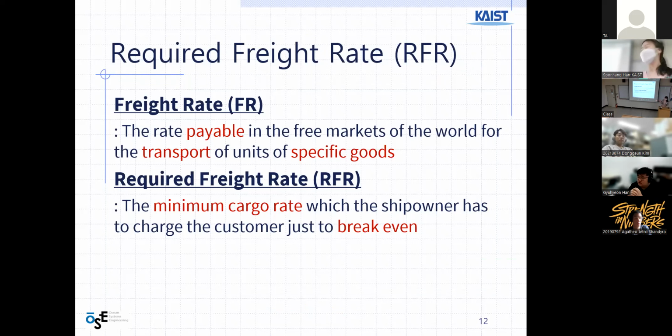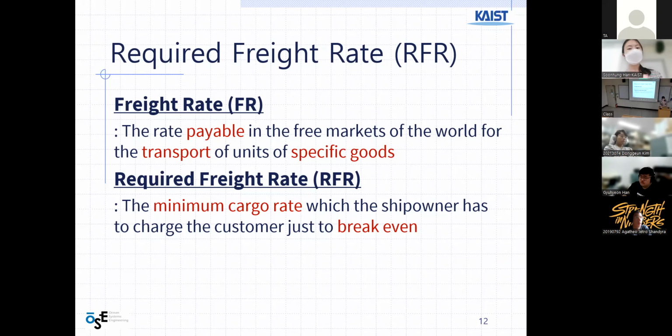Now, freight rate is the rate payable in the free markets for the transport of units of specific types of goods. So for example, you have a certain type of cargo or oil or a material that you want to transport, which is known as a good. And it can be calculated as the rate that you want to pay in a certain type of free market for transport. Another derivative of freight rate is called the RFR, or the required freight rate. And it is used to measure something very similar, the minimum cargo rate which the ship owner has to charge the customer just to break even.